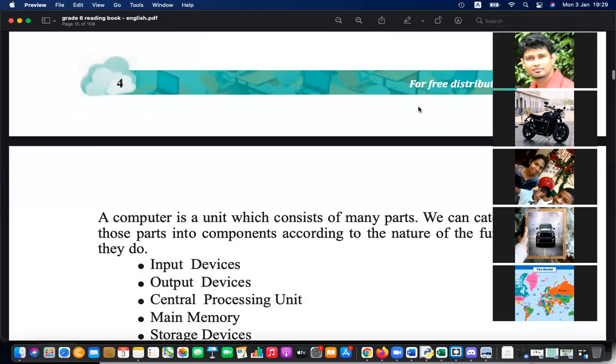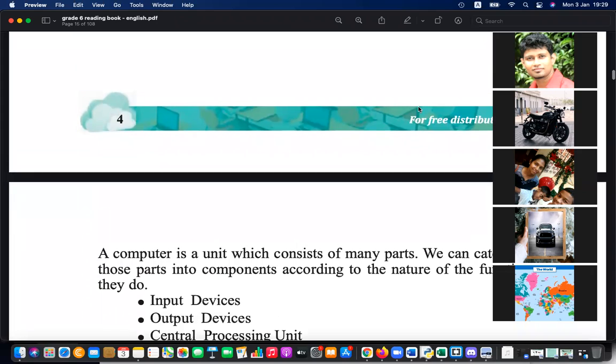Then you have two things, memory and storage. What's the difference? What is the difference between memory and storage? Memory is temporary and storage can store for a long time. Yes, memory is temporary and storage can store for a long time. It's long-lasting memory. So I'll give one example.